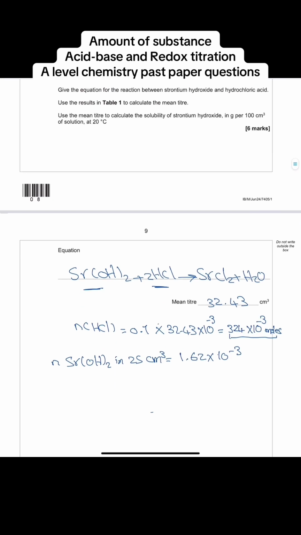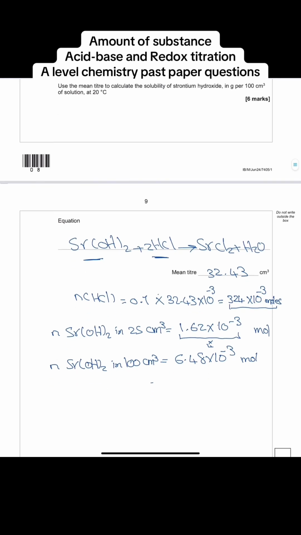Now, the next step, we need to find the number of moles of strontium hydroxide in 100 centimeter cubed, because we need to convert these moles into mass. So the number of moles of strontium hydroxide in 100 centimeter cubed of our sample is going to be 4 times this value, because this was in 25 centimeter cubed. So multiply this by 4, and that will give you 6.48 times 10 to the minus 3 moles. All of these are moles, of course.